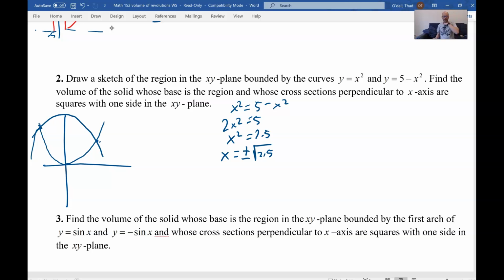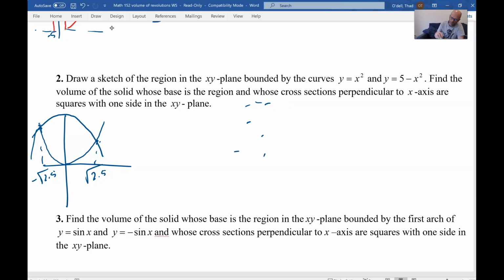Okay? So that means that this point occurs at the square root of 2.5, and this point occurs at negative square root of 2.5. So we just did that little bit of algebra to find where those endpoints are, and that's going to be helpful for determining the region and our limits of integration.